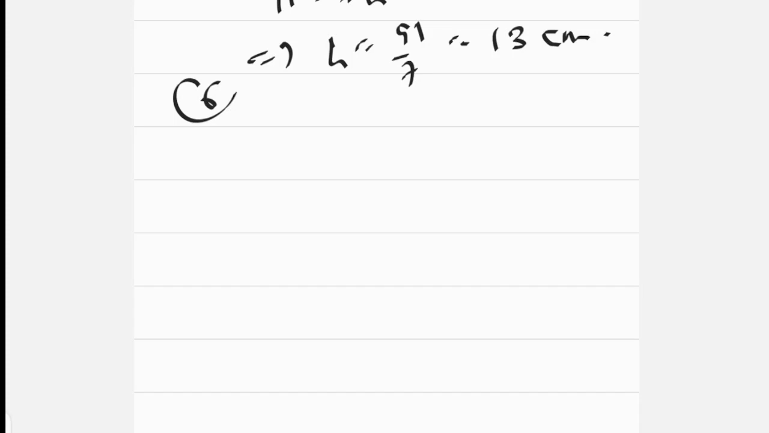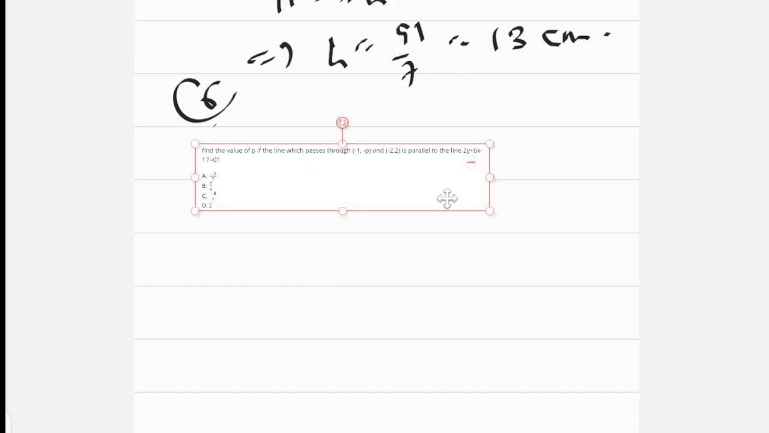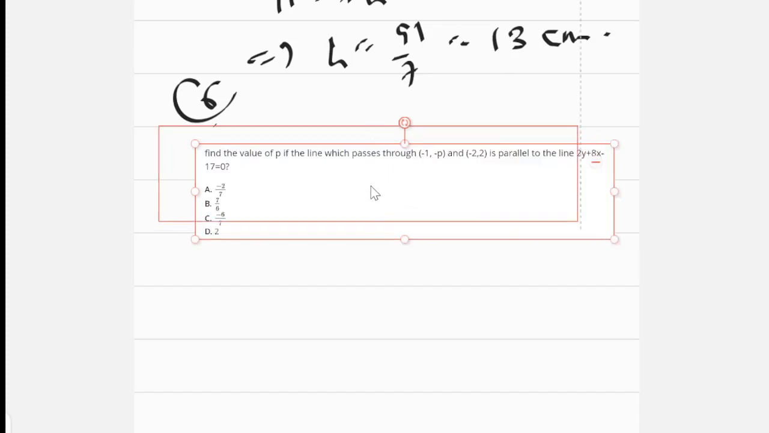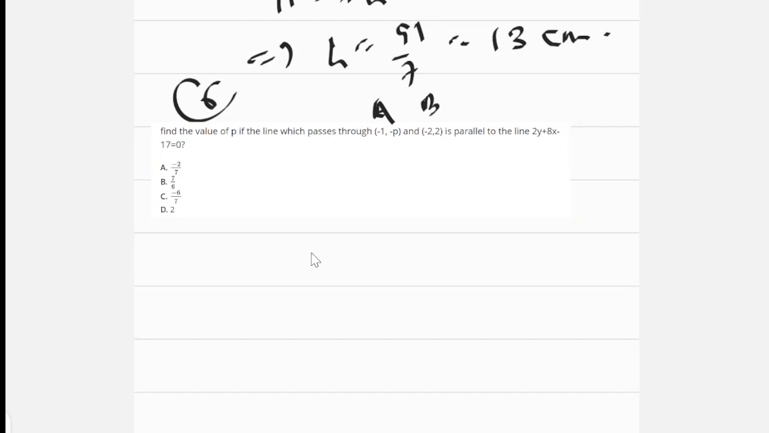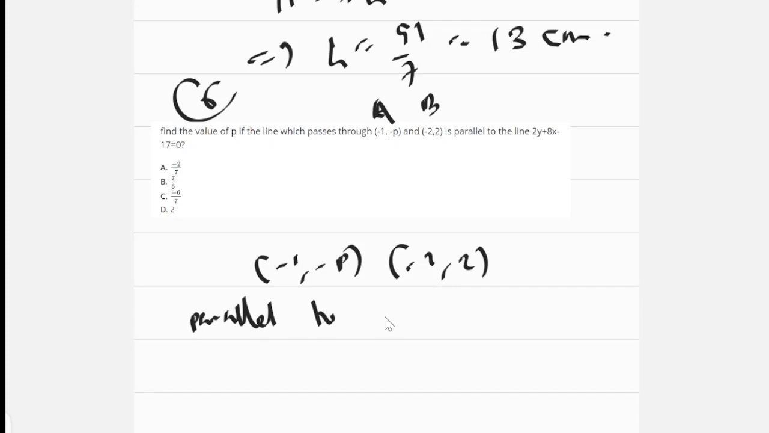We have to find the value of P if the line which passes through, that is, it means we have 2 points. Maybe this is my point A and this is my point B. So if this line that passes through (-1, -p) and (-2, 2) is parallel to the line 2y plus 8x minus 17 is equal to 0. I hope you understand now.